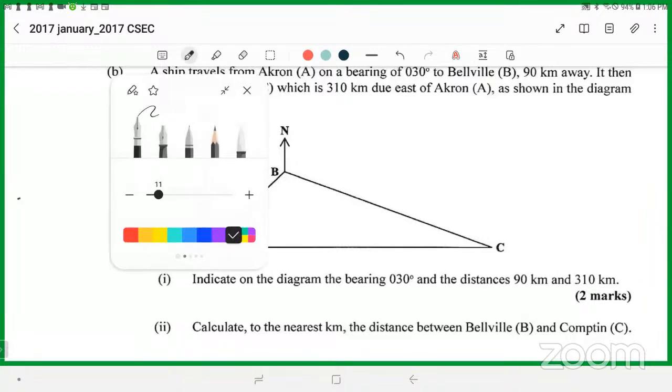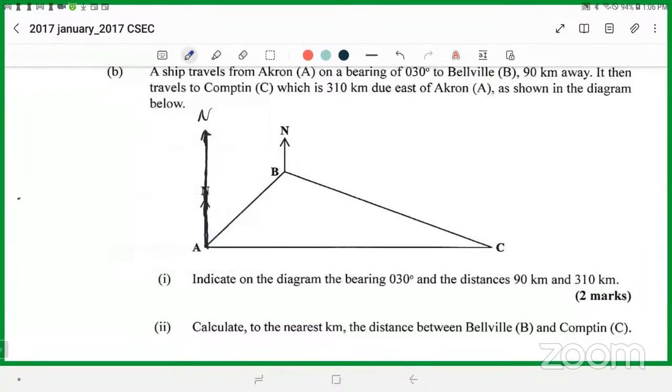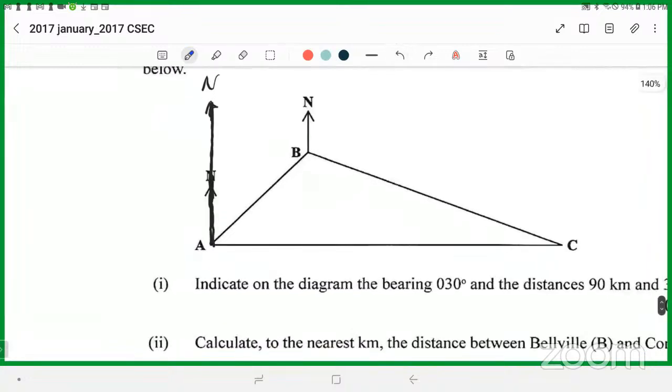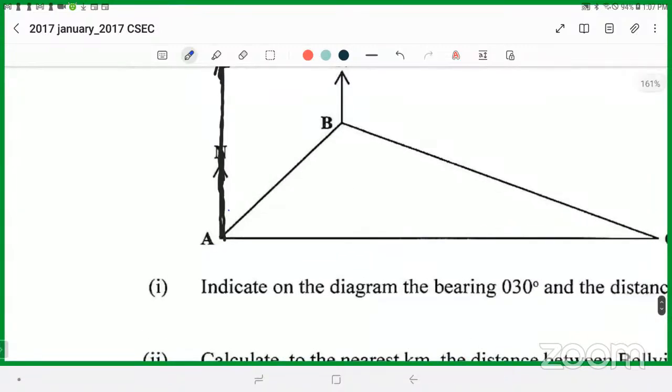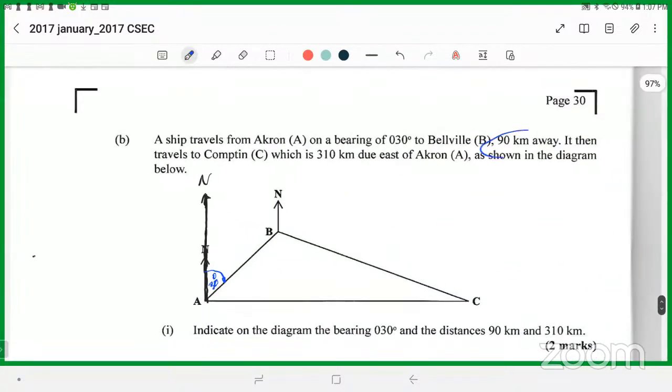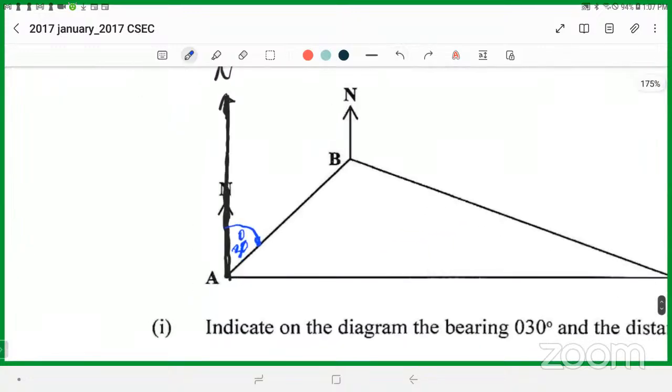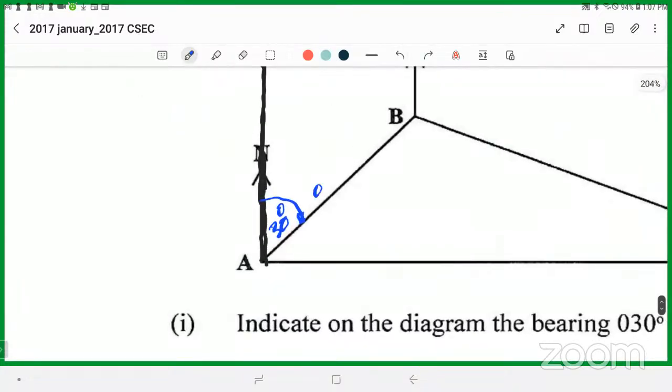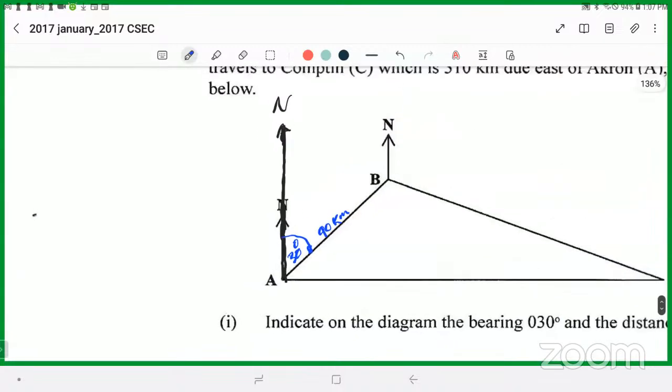And the angle that they told me about now is this one. 030 degrees is a clockwise angle from the north line, going from A to B. So this is 030 degrees. Right here, it's 30 degrees. I'm just going to leave out the 0. That angle is 30 degrees. What is the distance? 90 kilometers. So this distance is 90 kilometers. Put it down there. 90 kilometers is that length, that distance.